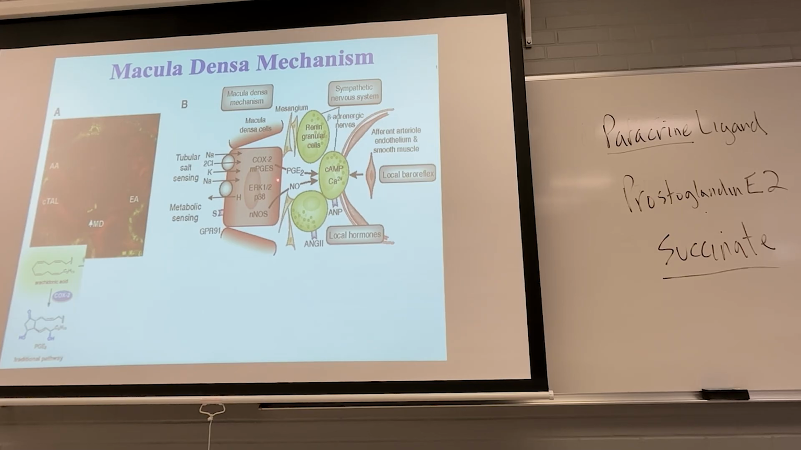So the pH inside the cell is going to change, and the amount of sodium chloride coming into the cell is going to slow, and that's going to turn on these enzymes, COX-2 and NOS. When you get a decrease of sodium chloride entering the DCT, or an increase in succinate, or a change in pH, that's how it senses this.